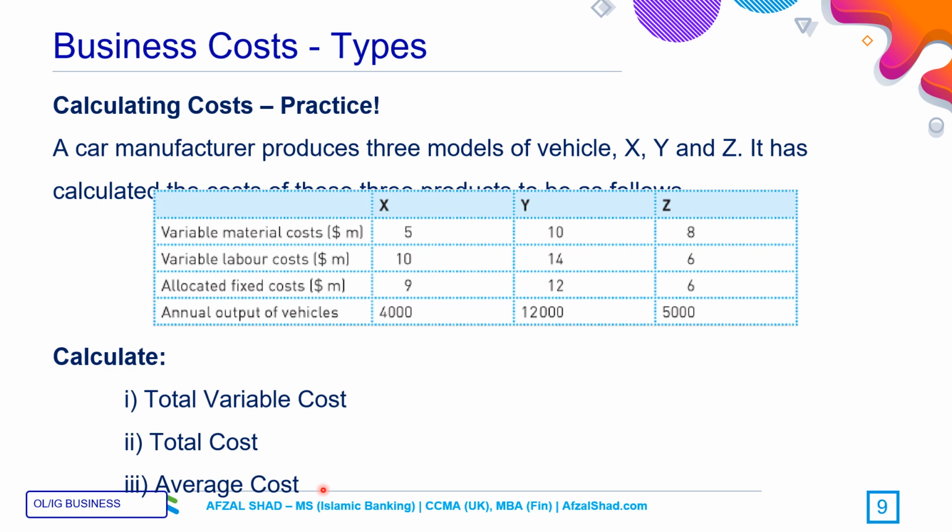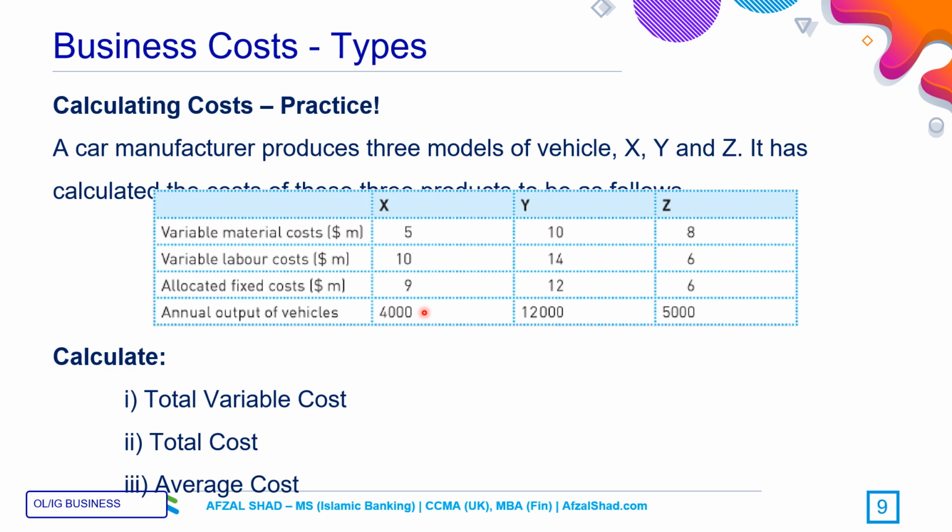What is the formula of the average cost? The total cost divided by number of units. So what was the total cost of our product X? 15 plus 9, 24. What is the units? 4,000. So what do we do? Cost per unit. What is the formula for average cost? The total cost of production divided by number of units produced.